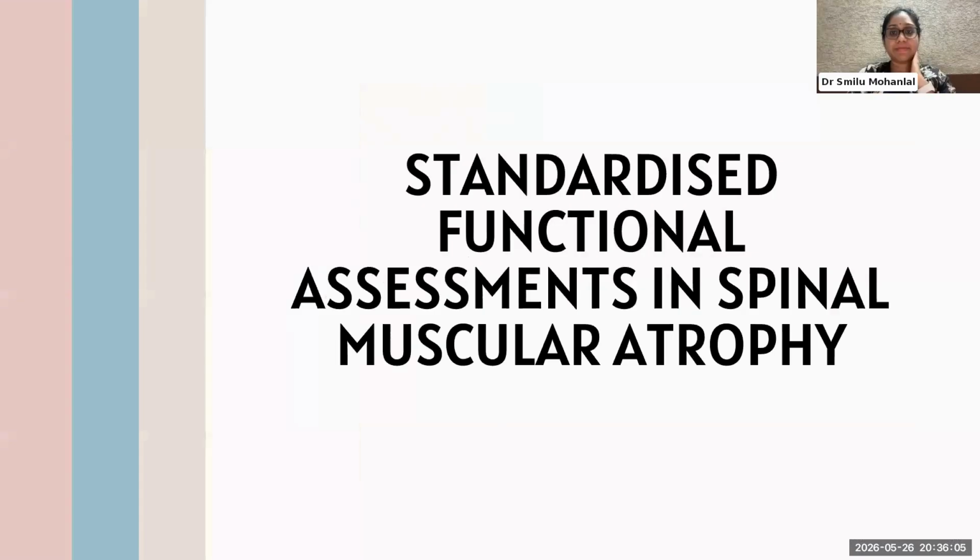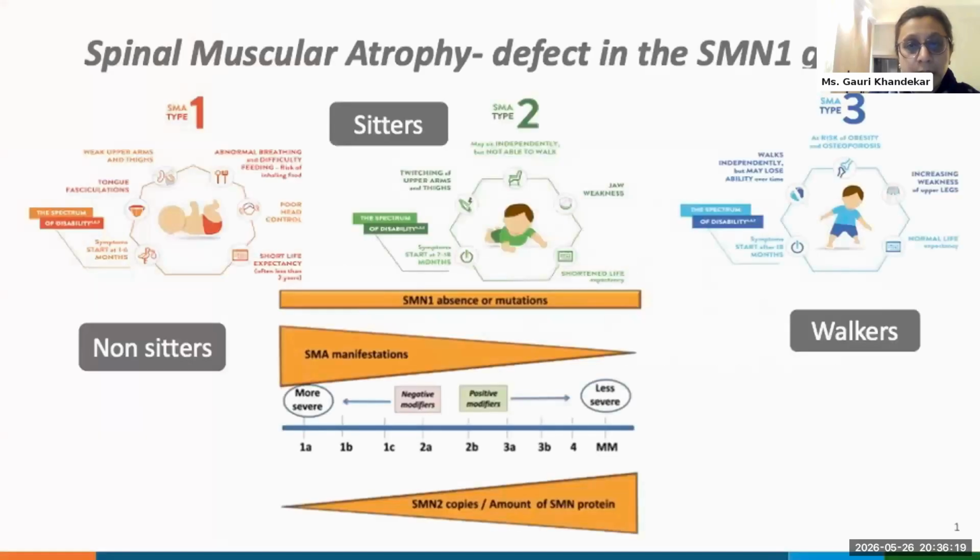Right. So my talk is about standard functional assessment in spinal muscular atrophy. Everybody knows about spinal muscular atrophy. Spinal muscular atrophy is a defect in the SMN1 gene, so SMA protein is not formed. The functional classification in spinal muscular atrophy is SMA type 1, type 2, and type 3 and 4.